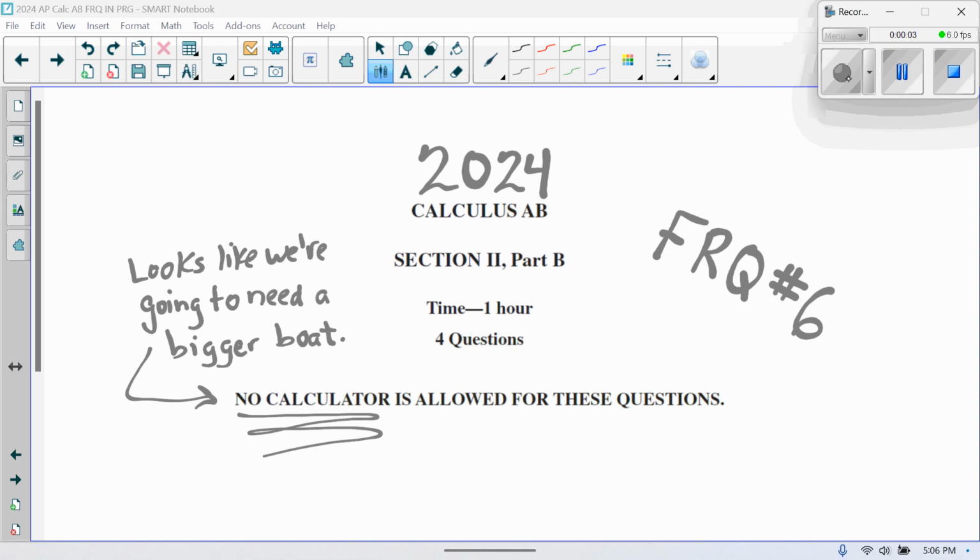This is it. The final question for the free response section of the 2024 AP Calculus AB exam. Free response question number 6. No calculator. Looks like we're going to need a bigger boat.